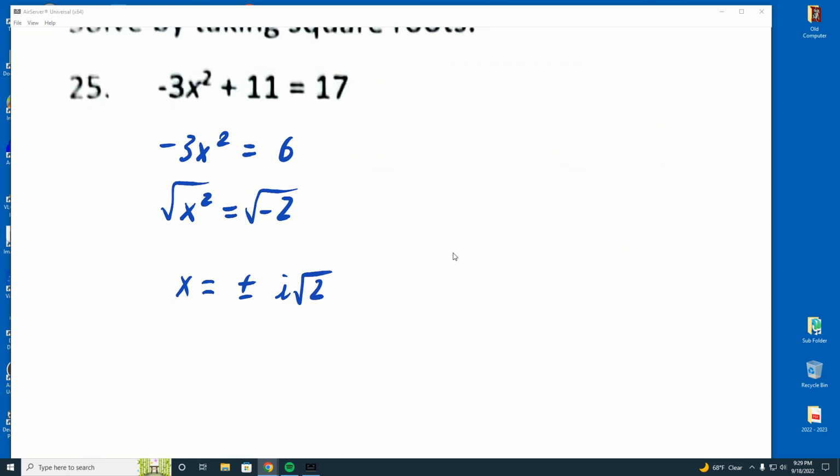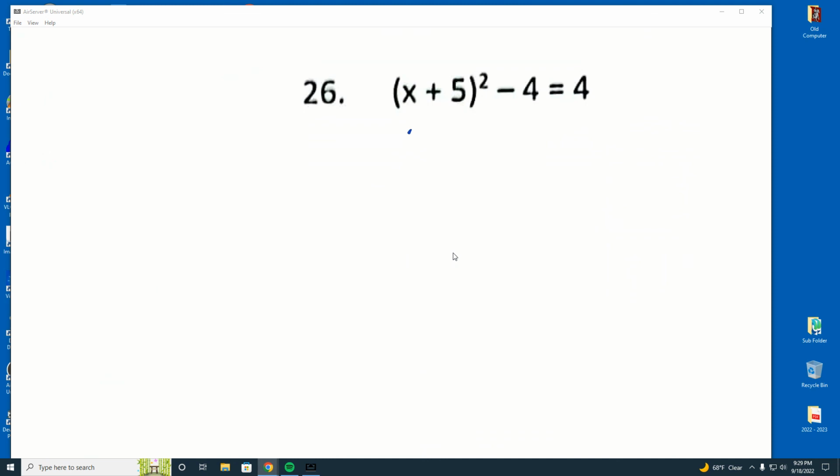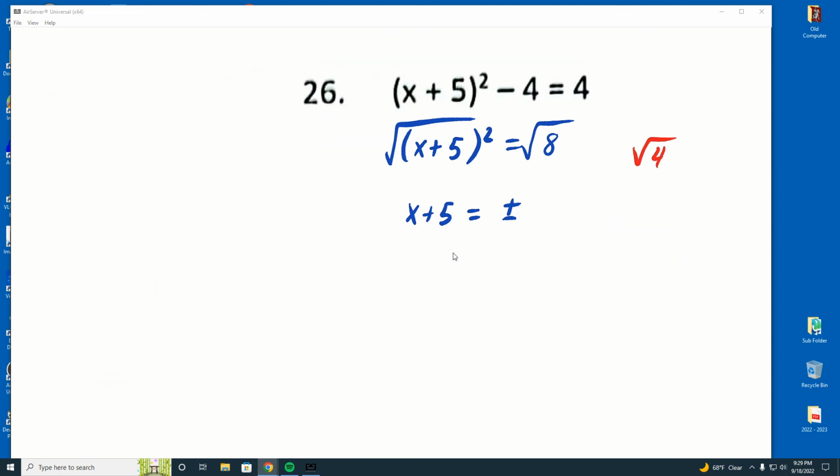Done. Moving on, 26. I'm going to add 4. That equals 8, 4 plus 4. Then, because that x plus 5 is in parentheses, I'm going to get rid of that square by taking the square root. I'm going to add plus or minus to my answer. 8 is not a perfect square. However, 4 is, and it goes in there twice. So 4 being a perfect square gets to escape as a 2, and the other 2 gets trapped inside. So the square root of 8 breaks down to 2 square root of 2.